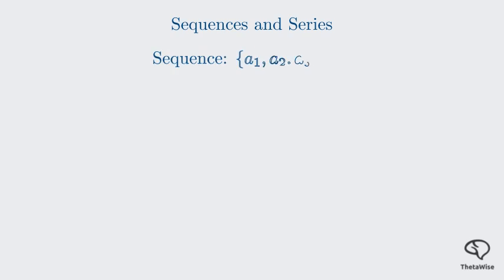Let's shift gears now to our third major topic, sequences and series. A sequence is an ordered list of numbers, like a function whose domain is the set of positive integers. A series is the sum of the terms of a sequence. A sequence is a list, and a series is the sum of that list.